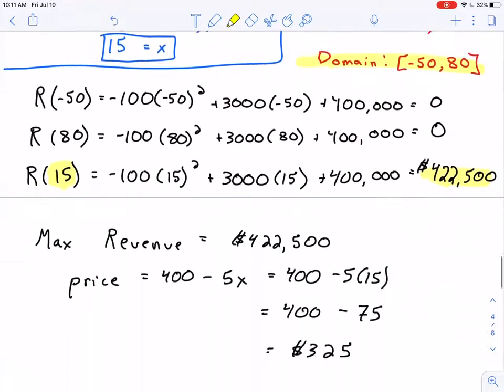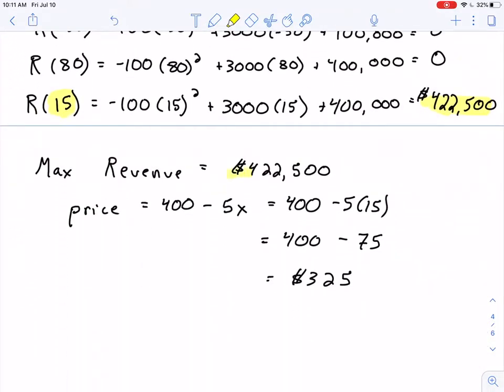in our ticket price. So we have a maximum revenue of $422,500, a ticket price of $325, and we have our solution.